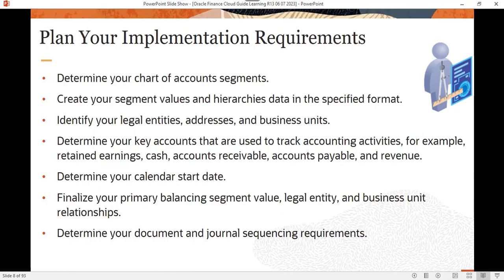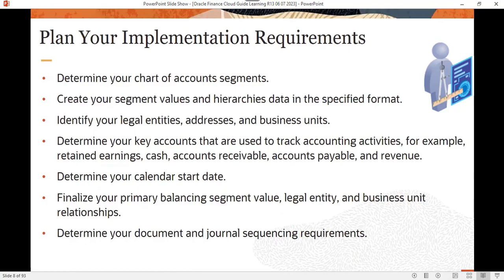Now the segments are going to have values to give them meaning, and you can also create hierarchies for reporting. So for example, you have various accounts for your different revenue types, and then you will have a parent revenue account, which means you can report on individual revenue accounts or the total revenue, and that's a hierarchy which you create within your COA, or chart of accounts.